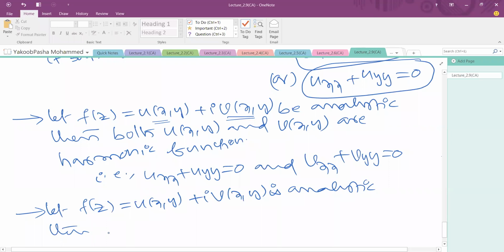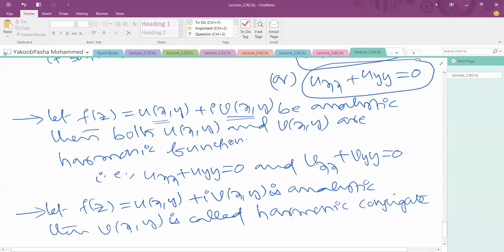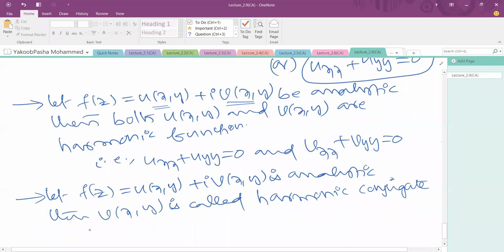Then v of x comma y, we have to observe here, we are taking imaginary parts. Then v of x comma y is called harmonic conjugate of u of x comma y. Now let us see what is the harmonic conjugate for the function in the form of u of x comma y plus i into v of x comma y. In this case, the imaginary part is called harmonic conjugate of real part.